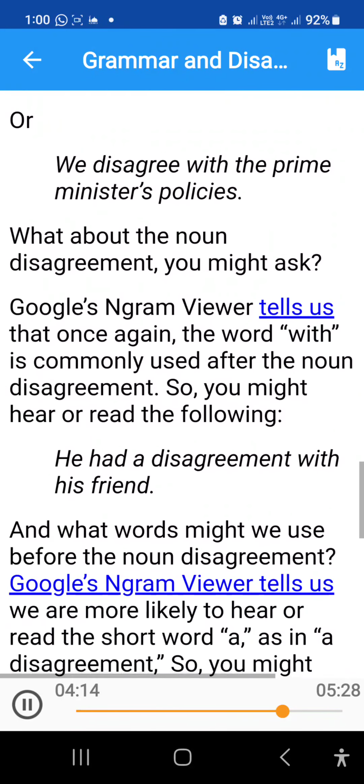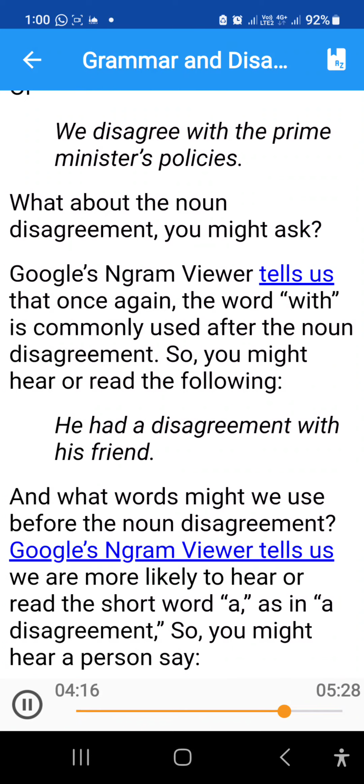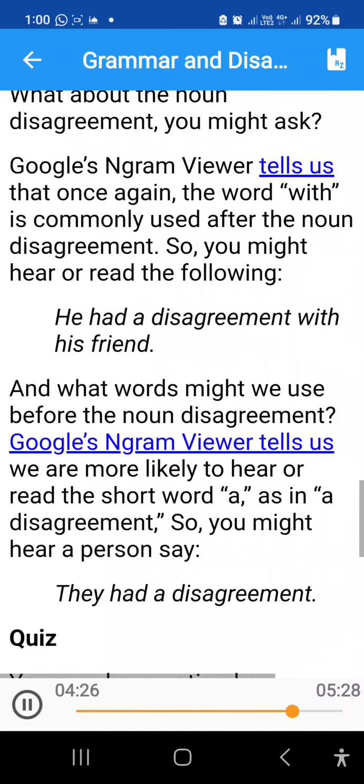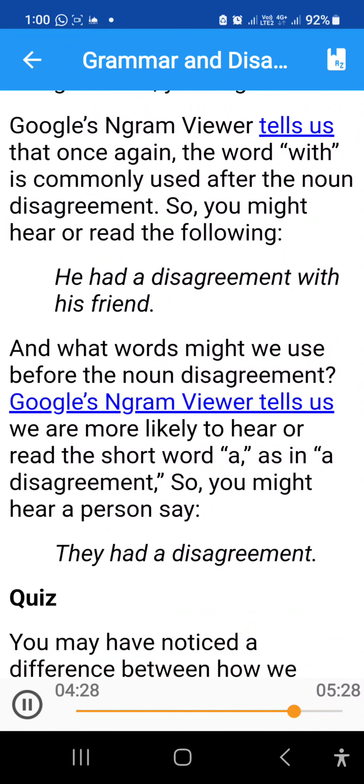And what words might we use before the noun disagreement? Google's Ngram Viewer tells us we are more likely to hear or read the short word a, as in a disagreement. So you might hear a person say, they had a disagreement.